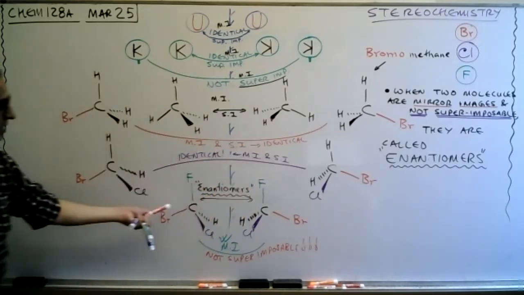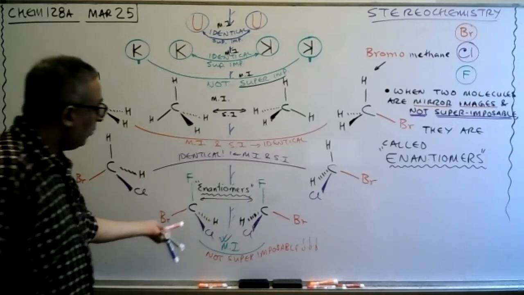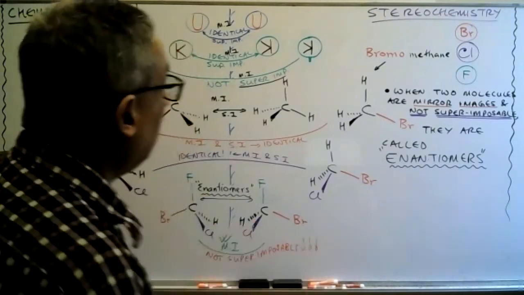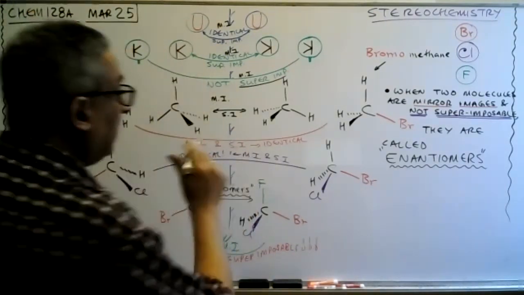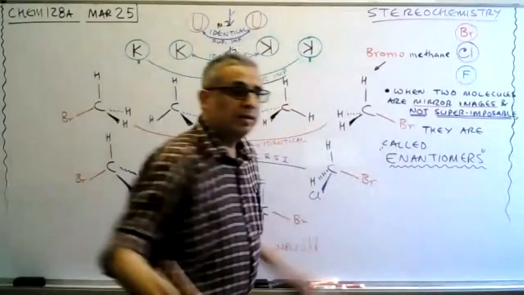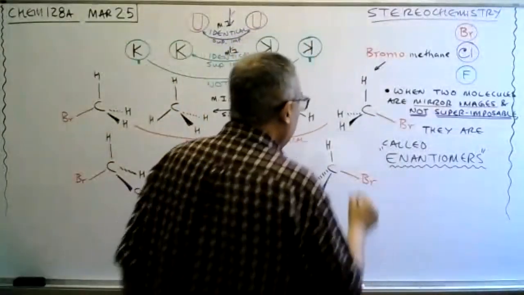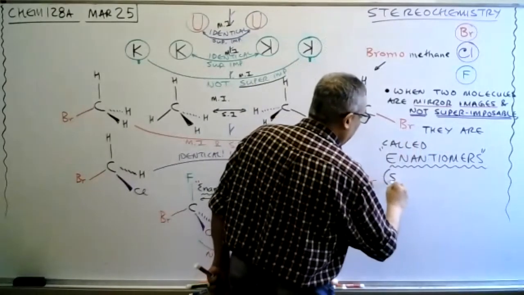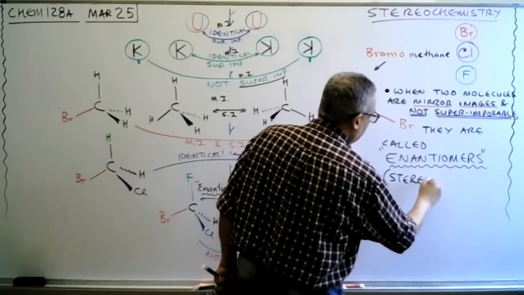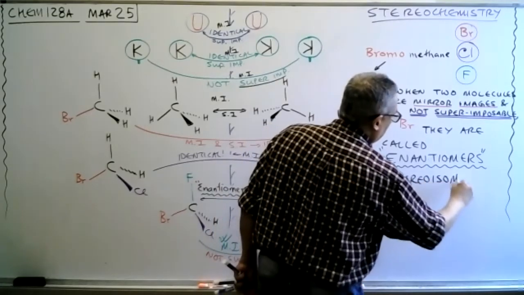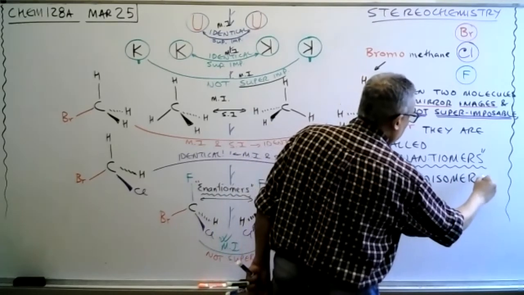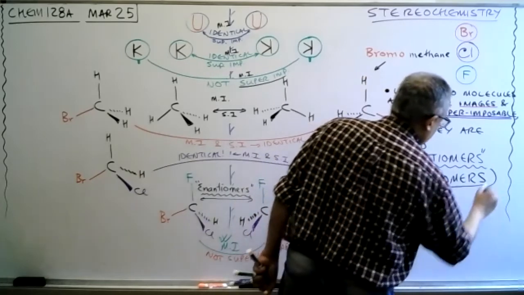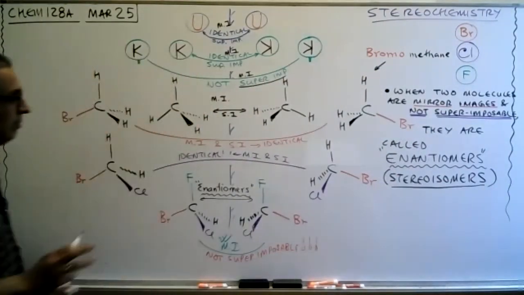This molecule, which has 4 different groups attached to itself, those guys are enantiomers. Okay, that's bullet point number 1. That's a definition. You learned something today. They're stereoisomers. They're one of the stereoisomers in the stereoisomer family. Let it sink.